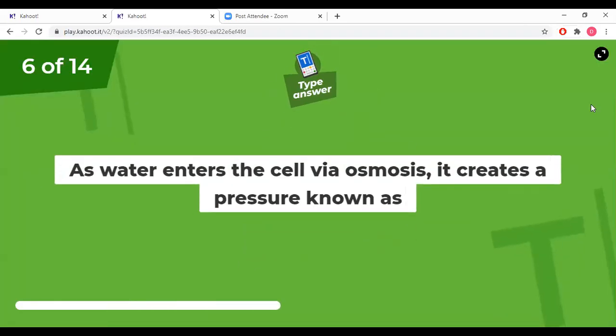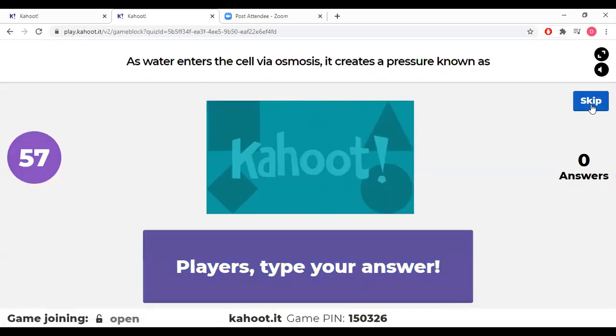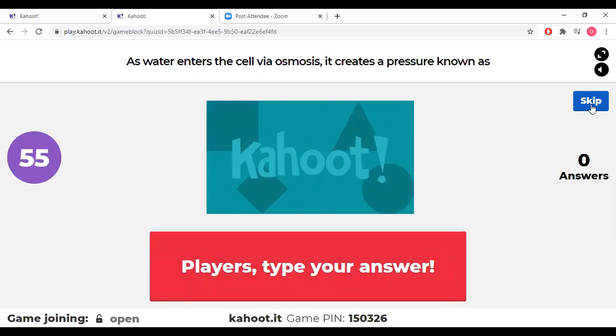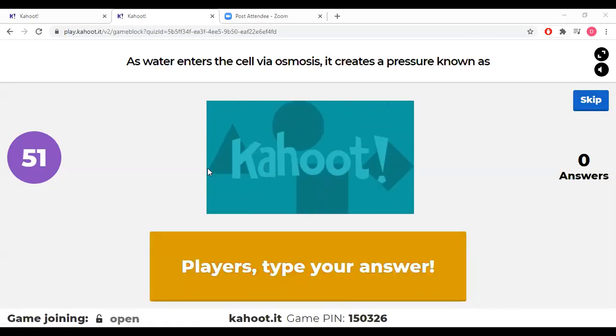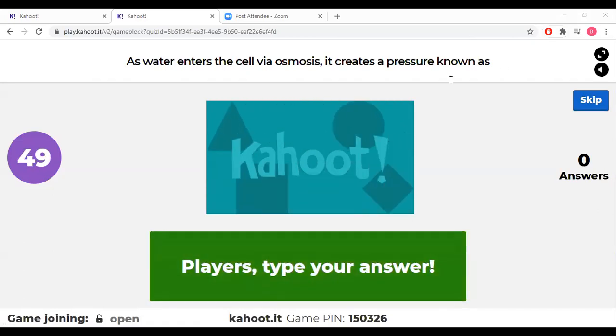Question 6: as water enters the cell via osmosis, it creates a pressure known as, type in your answer. I just said it. This one, I gave it away when I was doing the revision with you guys.